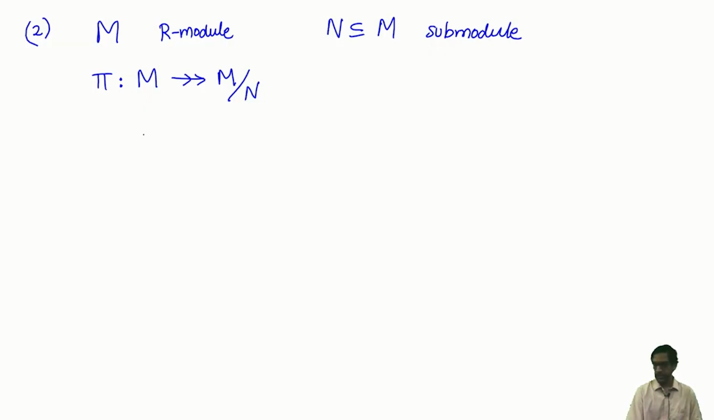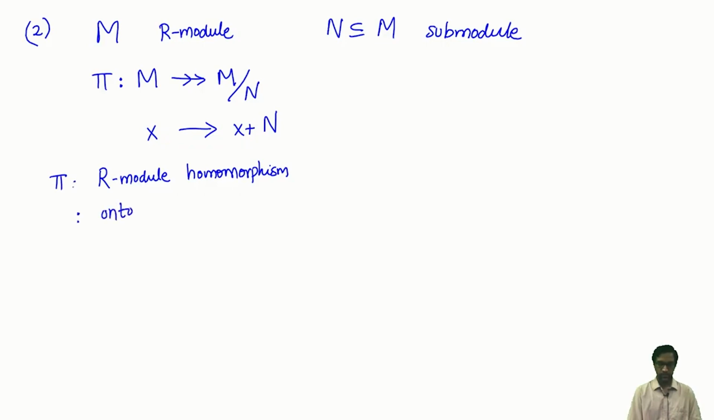What does this map do? It takes each element x of M and maps it to the coset x plus N. This map pi is an R module homomorphism. Pi is onto, sometimes called the quotient map. So the problem is the following: determine what the submodules of M mod N look like.